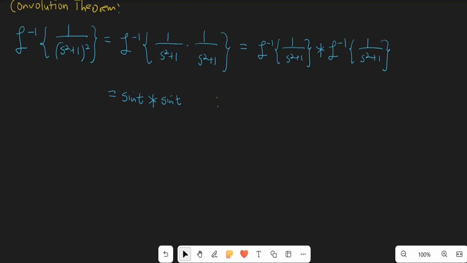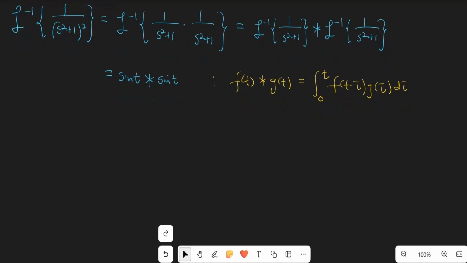So now let me refresh your memory again. If we have f of t convoluted with g of t, this is the integral from 0 to t of f of t minus tau, multiplied by g of tau, d tau. This is the definition of the convolution. Here f of t is sine of t and g of t is sine of t, so the two functions are the same. Now let's see how we can find sine of t convoluted with sine of t using the definition of the convolution.